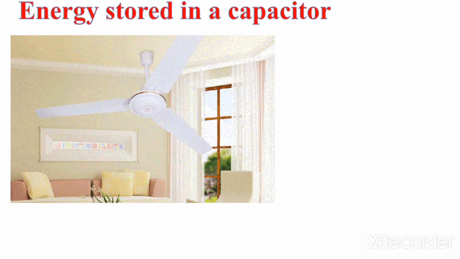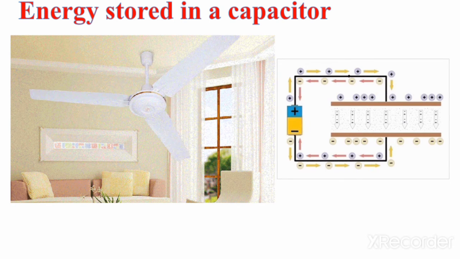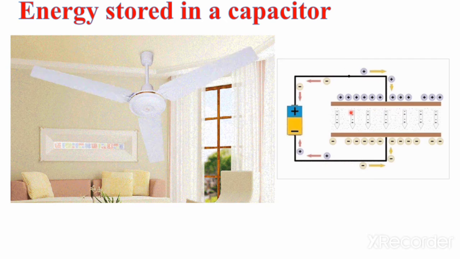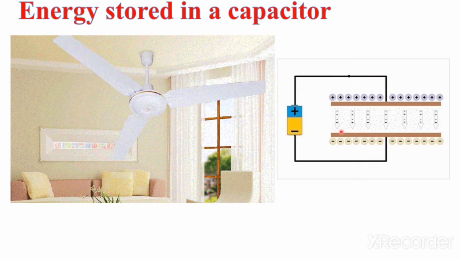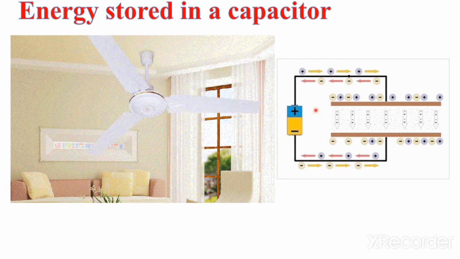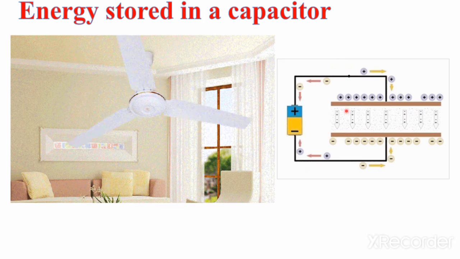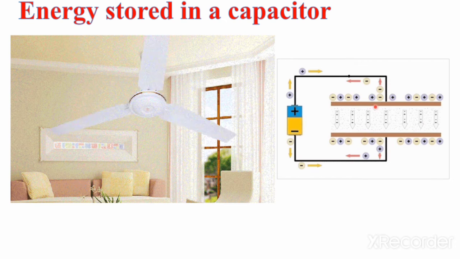Energy stored in a capacitor. When we connect a parallel plate capacitor with a battery, one plate of the capacitor is positively charged and the second plate of the capacitor is negatively charged, and the energy is stored in this capacitor. Because this external agent, this battery, is doing some work, and this work is converted into electrostatic potential energy. And this electrostatic potential energy is stored in this capacitor.